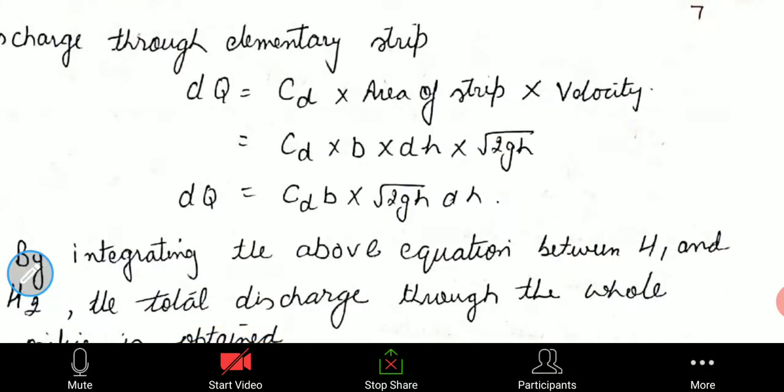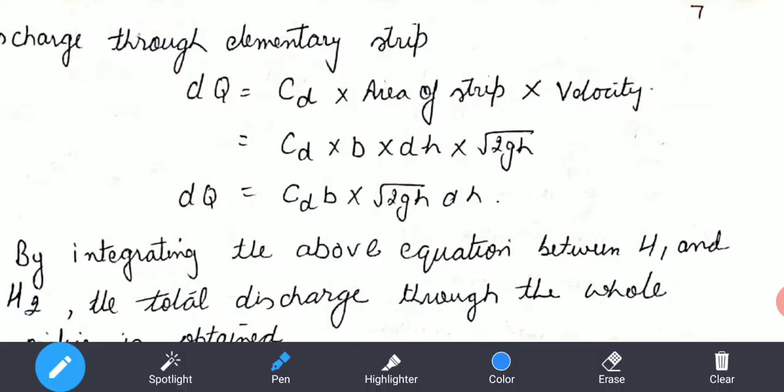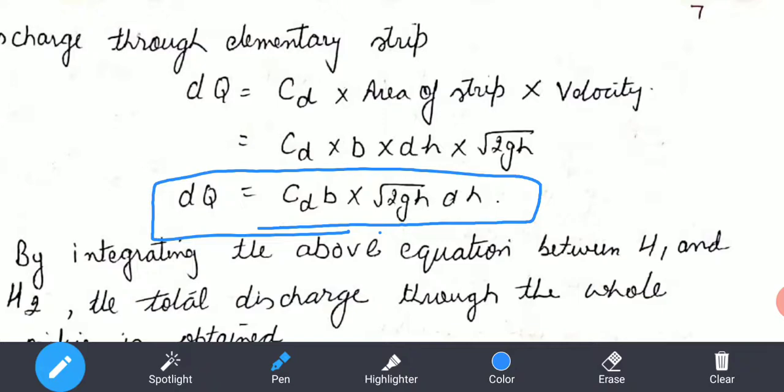From here the equation becomes: Cd into B into dH into under root 2gH. This is for a small strip. Now if we integrate this small strip, we obtain the discharge through the whole orifice. This is what we are considering here for a small strip. If we integrate, we obtain the total discharge through the whole orifice.